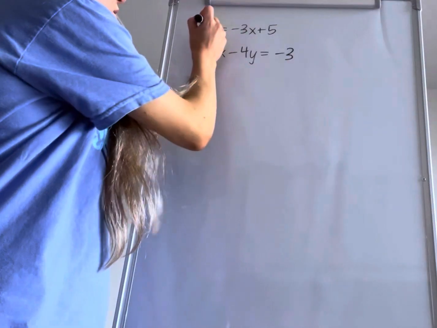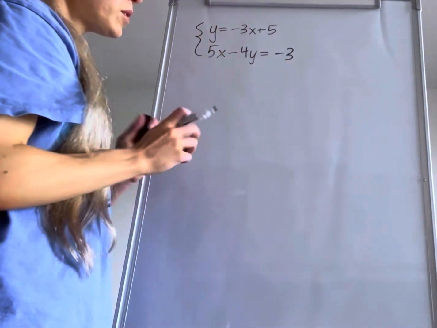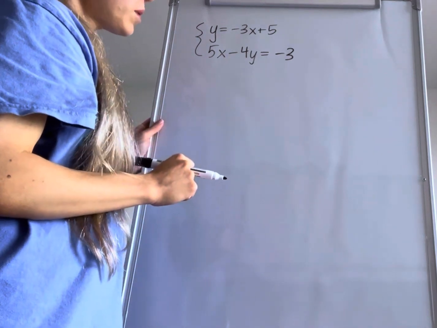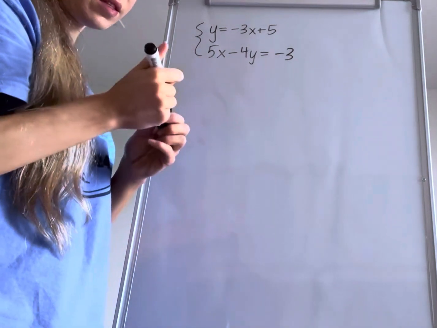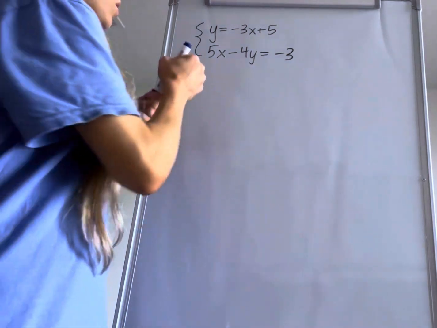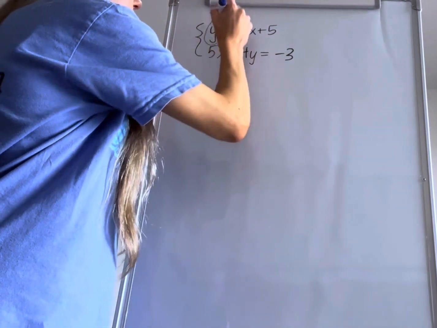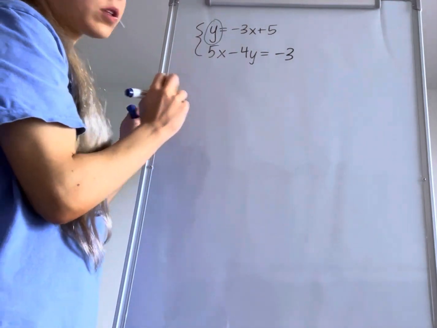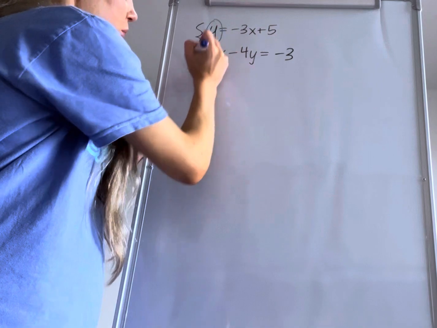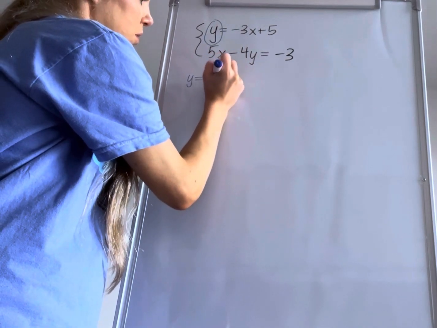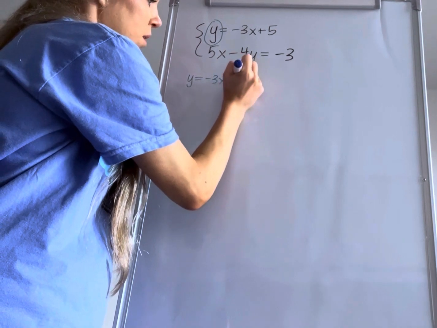So this is a 2x2 system, two variables, two equations. And the best way to solve this is by substitution. Anytime one of your equations already has a variable solved for, you want to use substitution. And so whatever equation is already solved for, I like to use a column method.